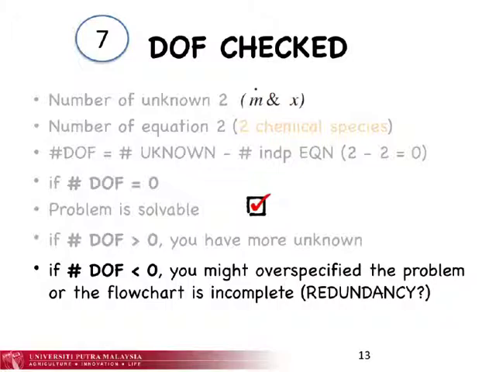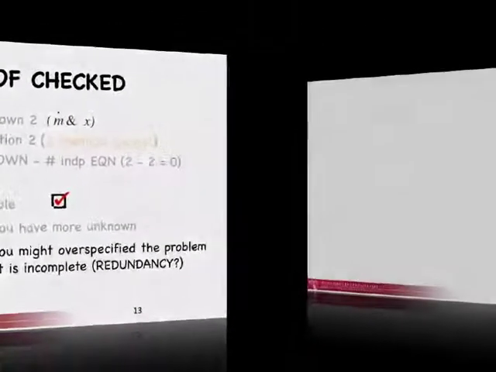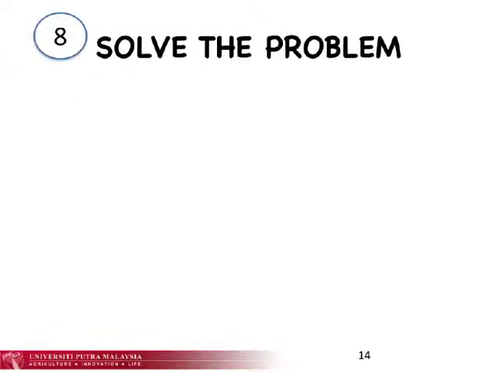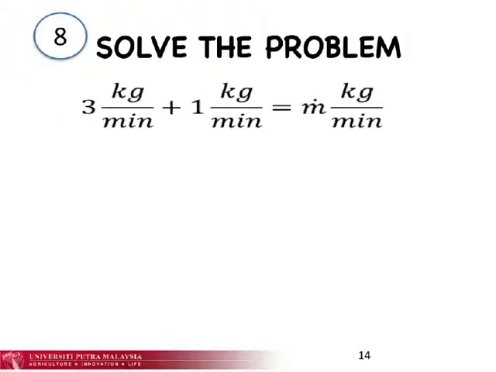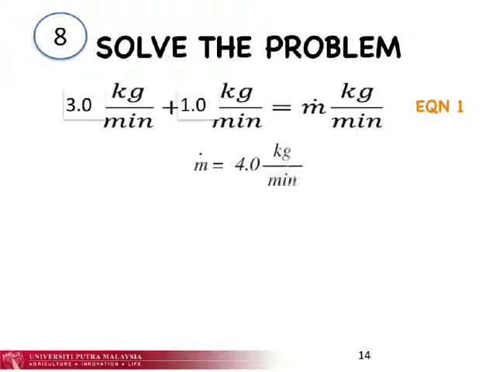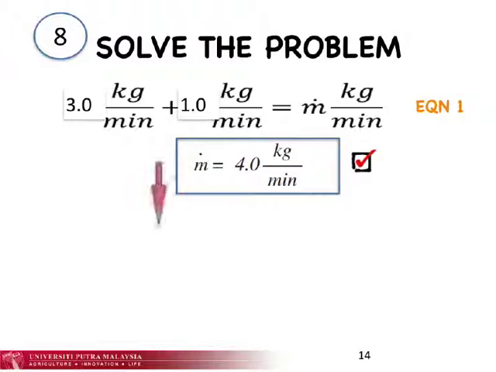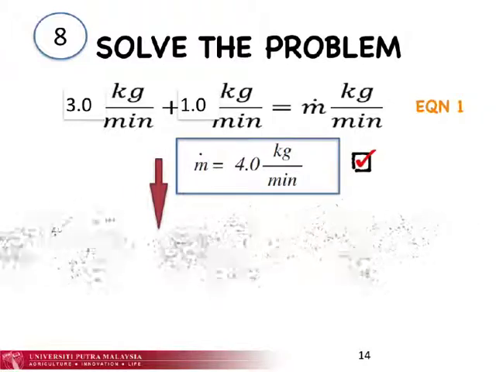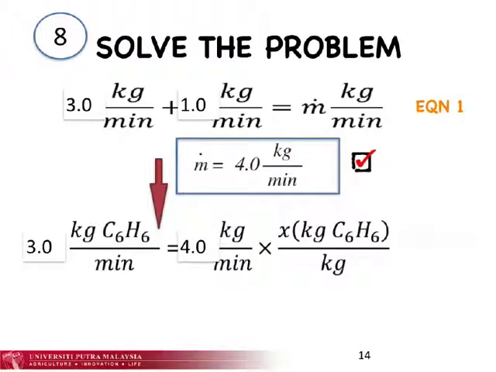Recall our equation 1 on the overall balance. Putting in all the values, we are able to solve m dot to be equal to 4.0 kilogram per minute. Then we are going to plug the value for m dot into equation 2, and by manipulating the algebra, we are going to get x equal to 0.75 kilogram of benzene per kilogram of mixture.